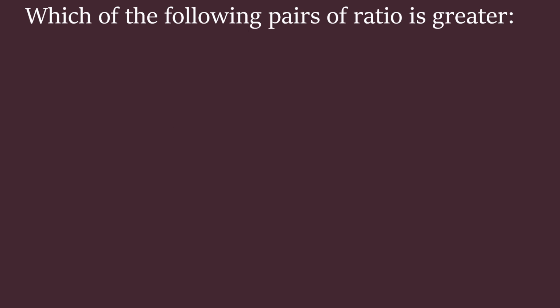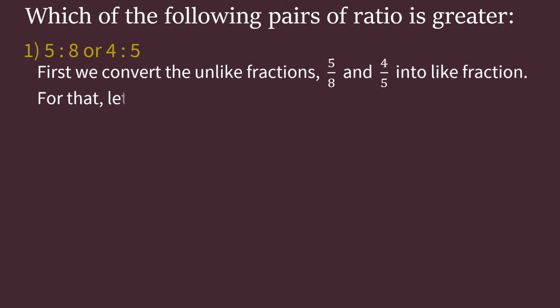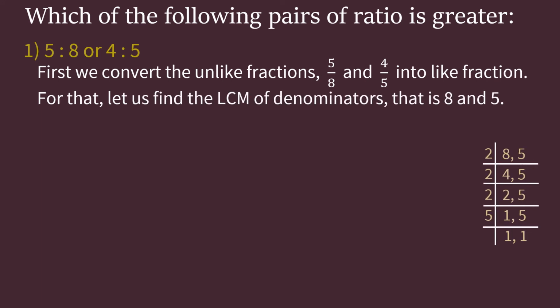Which of the following pairs of ratio is greater? Question number 1. 5:8 or 4:5. First, we convert the unlike fraction 5 upon 8 and 4 upon 5 into like fraction. For that, let us find the LCM of denominators, that is 8 and 5. And the LCM of 8 and 5 is equal to 40. Now tell me, in 5 upon 8, which digit will you multiply to get 40 in the denominator? Yes, 5, because 8 5s are 40. So multiply numerator and denominator by the same number 5.